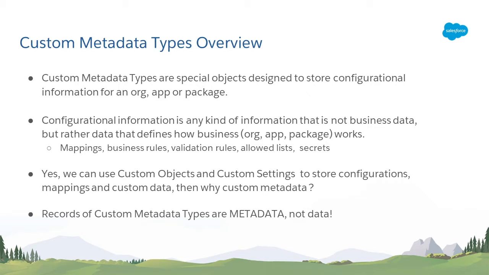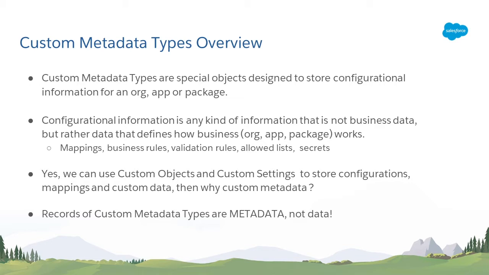Oftentimes, our ISVs, customers, and partners have org-specific or package-specific custom configurations, for example, mappings, business rules, secrets, etc. Now, this is not business data. This is application configuration that needs to be packaged or migrated. Custom metadata types are special objects that are designed to store such app configurations.